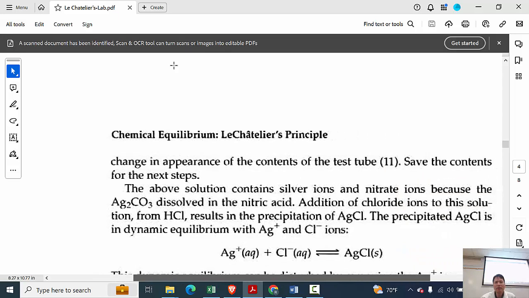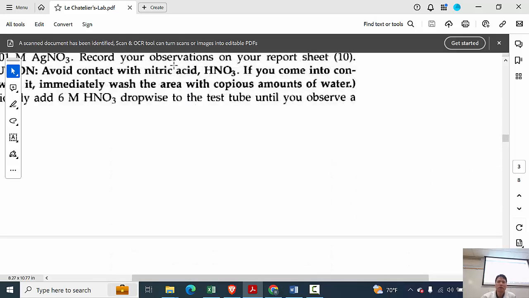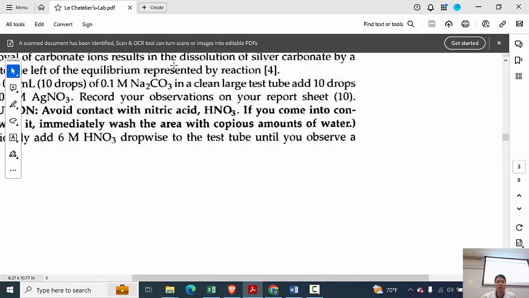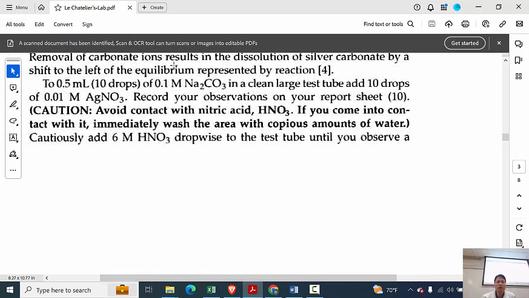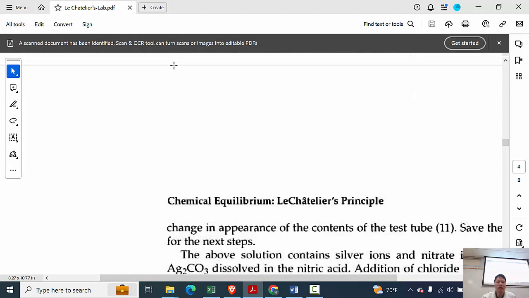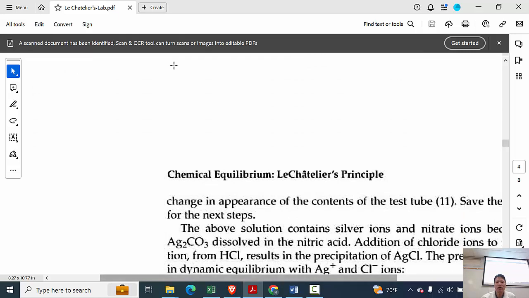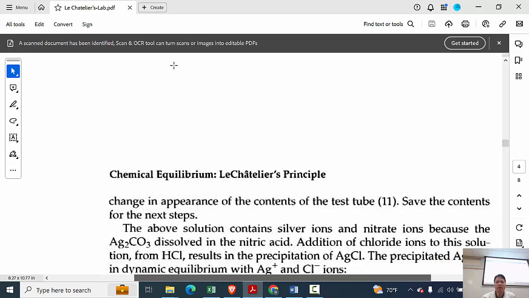Okay, the next observation they want is this. Cautiously add 6 molar nitric acid dropwise to the test tube until you observe a change in appearance of the contents of the test tube. 11. Save the contents for the next step.